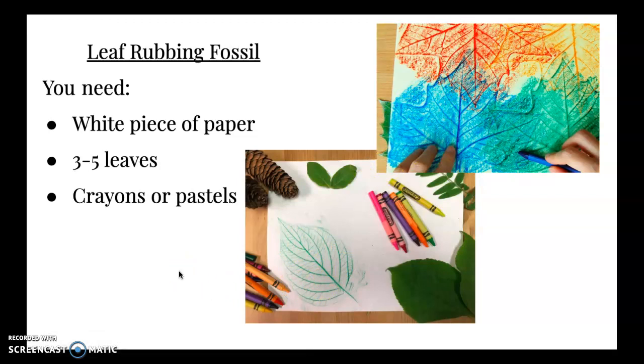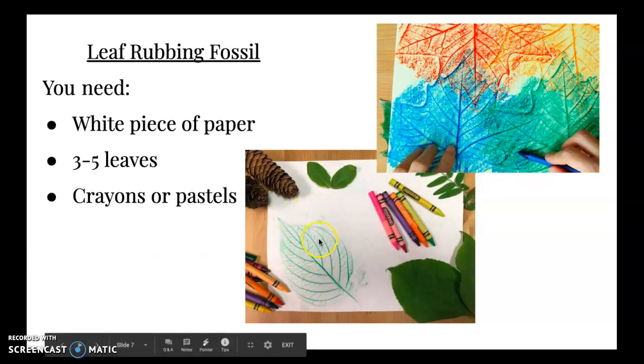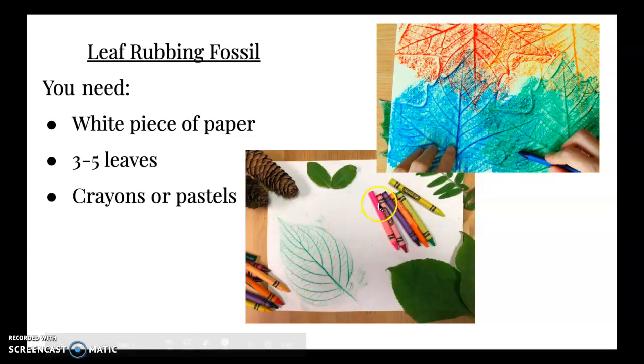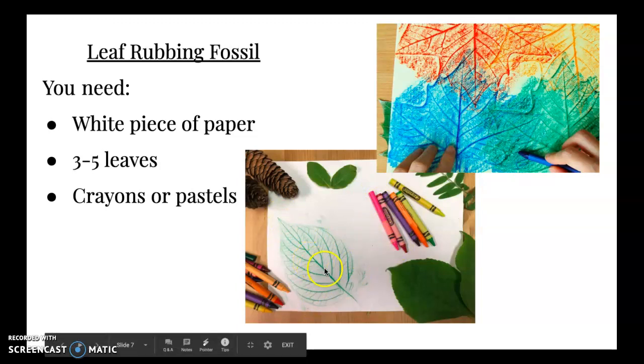So you're going to put your leaf underneath your piece of paper. Then you're going to get a crayon or a pastel, and you're going to lay it flat on top of the piece of paper right over the leaf, and you're just going to rub it out. You're going to rub it so that it leaves the color, and what you're going to do is you're going to go like this with one of your crayons, and it's going to copy the shape of the leaf underneath.